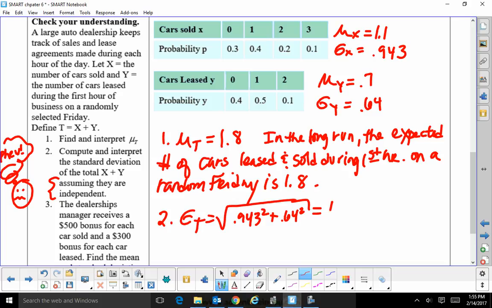So I got 1.14. Okay, for time purposes, we're just going to say what the interpretation is. Most of the cars will be within 1.14 of the expected value of 1.8. So most of the cars sold and leased will be within 1.14 of the expected value of that 1.8. Or you could kind of think of it like an interval and say that most of the cars will be between this amount sold and leased on the random Friday.